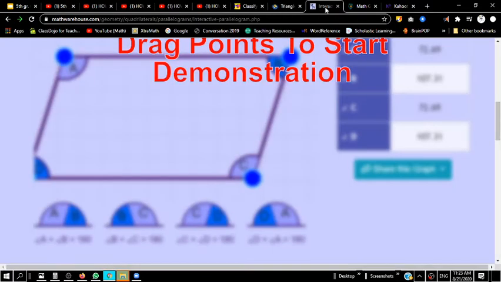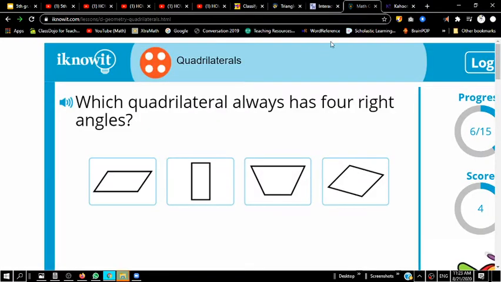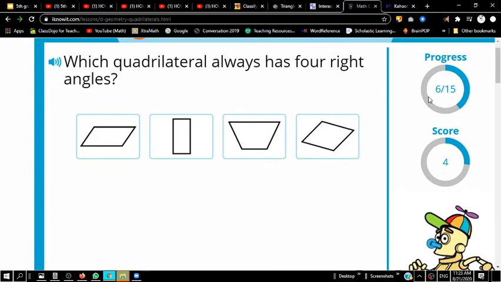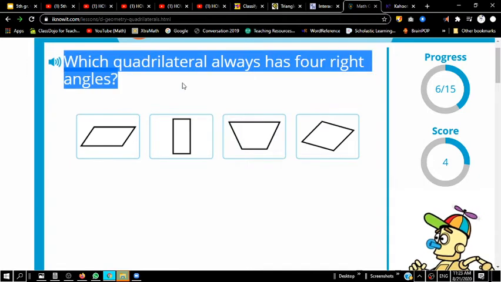Okay, while I wait for that to load, I'm going to show you one more activity that we could do by classifying quadrilaterals. Okay, we did this activity in class. We got 6 out of 15 correct. The question says, which quadrilateral always has 4 right angles?